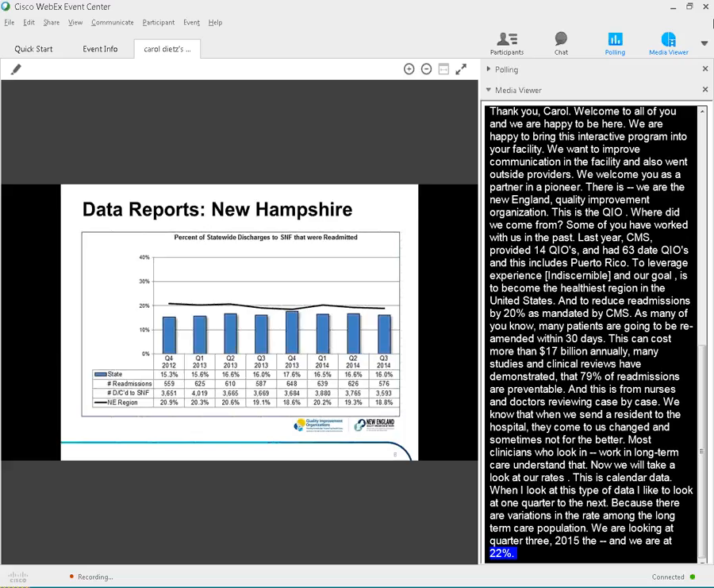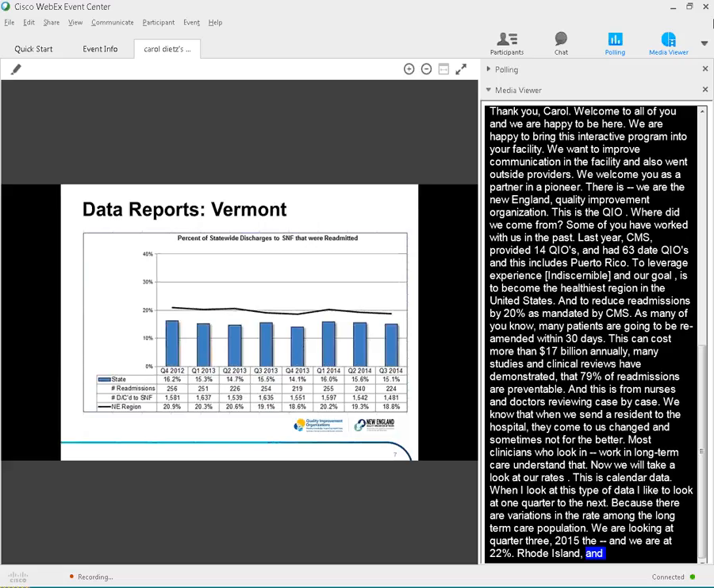Rhode Island also decreased in quarter 3, 2014 from their rate in quarter 3, 2013. So that's Rhode Island. New Hampshire remained the same across that quarter-to-quarter comparison.